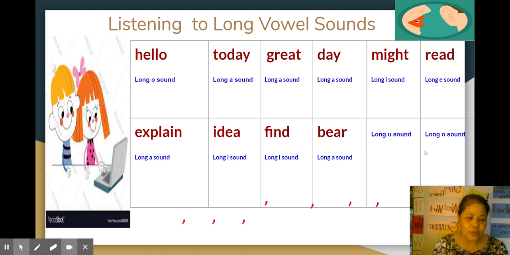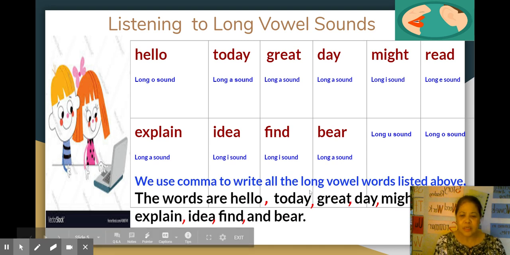Good. The one that you eat sometimes in the morning. It could be oatmeal. Oats. What else? Mole. Very good. Those are examples of words having long O sound.